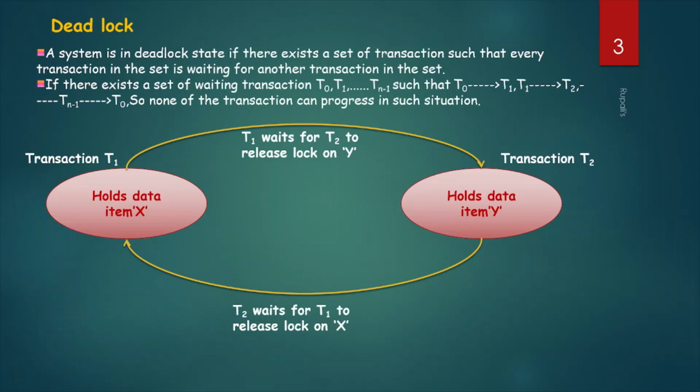Now, we can say in this way, if there exists a set of waiting transactions T0, T1 till Tn-1 such that T0 waits for some data item from T1, T1 waits for some data item from T2, T2 waits for some data item from T3. In this way, Tn-1 waits for some data item from T0. So, none of the transactions can progress in such a situation and deadlock occurs.